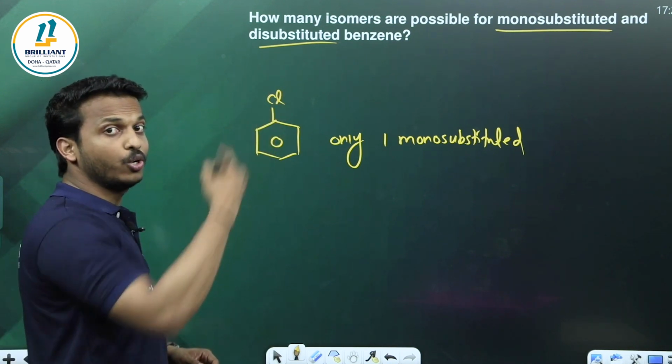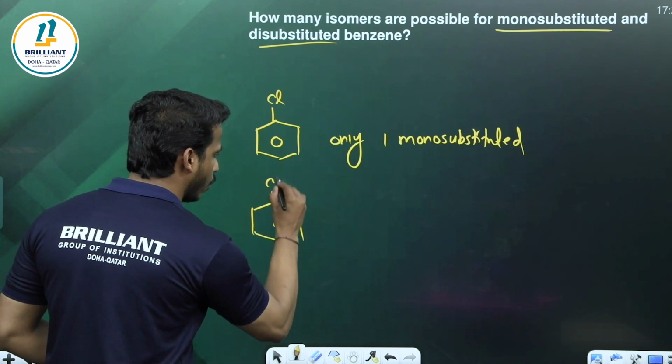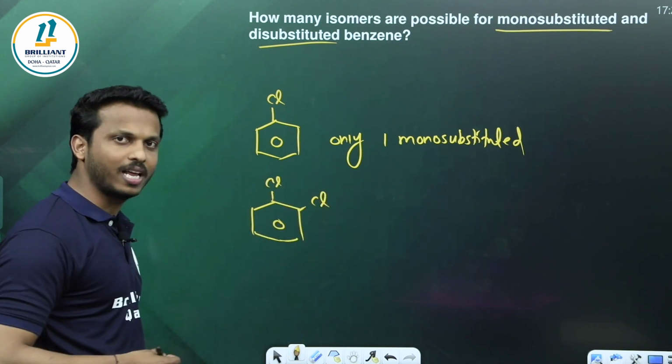What about di-substituted? Di-substituted means something different. One chlorine here, one chlorine here. What is the name of this compound?